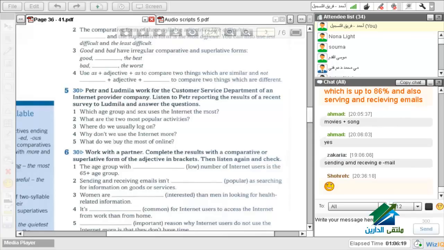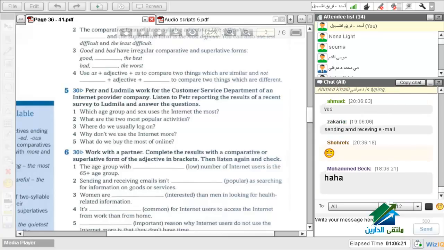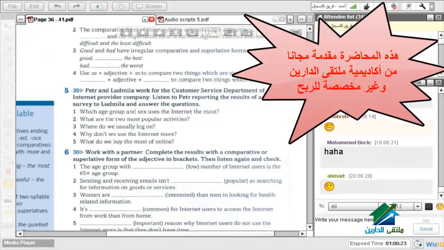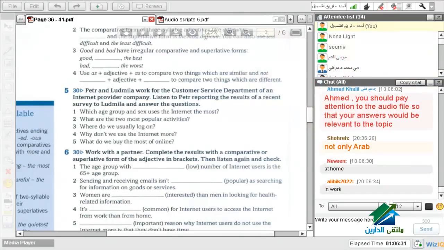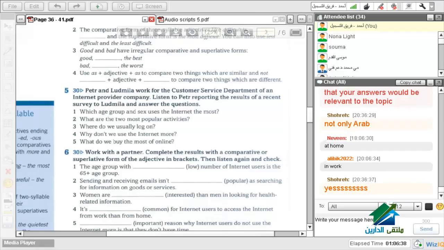Number 3, where do we usually log on? No, that's a fact. I'm not kidding. I'm not joking. In Iran also, Shuhra? I see.